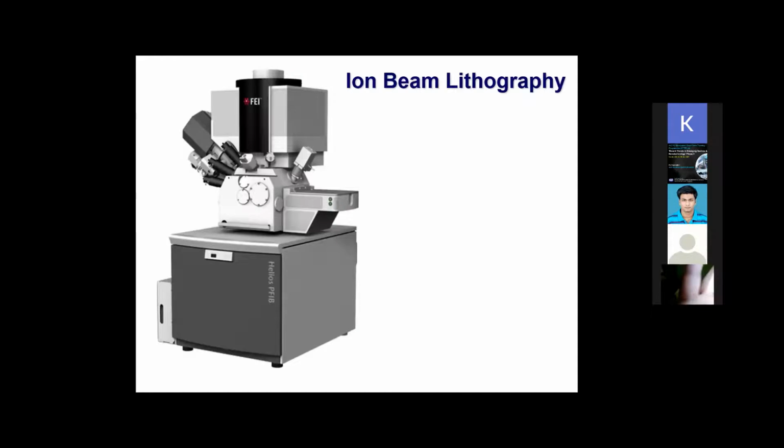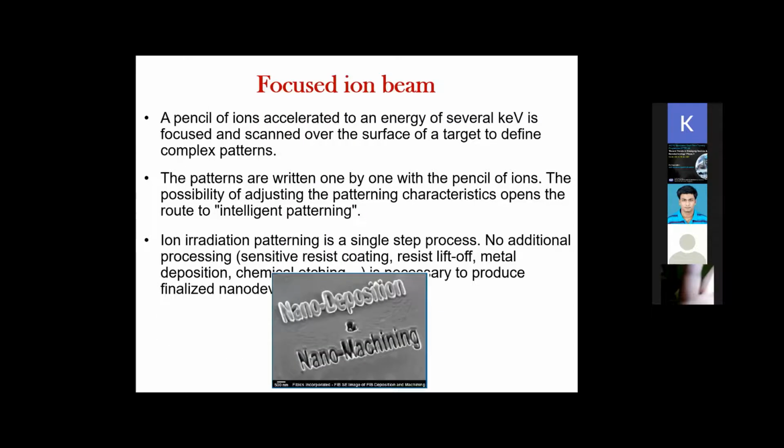So I quickly go to the ion beam lithography. That is another charged particle that is used. In electron beam you are using focused electrons; here you are using a focused ion beam. So you are using a pencil of ions, or you can say a beam of ions accelerated with energy and scanned over the target. Now again there is a difference here.